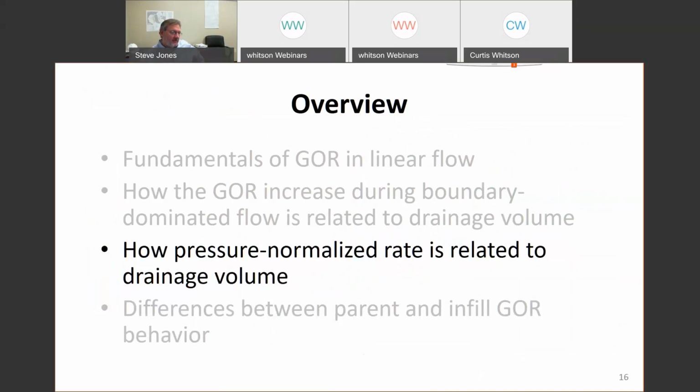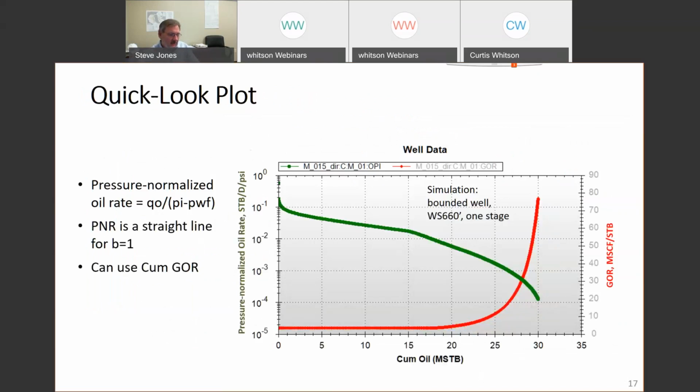Okay, so far we've just talked about gas-oil ratio and cumulative oil production, but now we're going to talk about how pressure normalized rate is related to drainage volume. I'm going to show you a series of curves that look like this. This again is a simulated case, and what I'm plotting here is pressure normalized oil rate on the y-axis. So this is oil rate divided by initial reservoir pressure minus bottom hole flowing pressure.